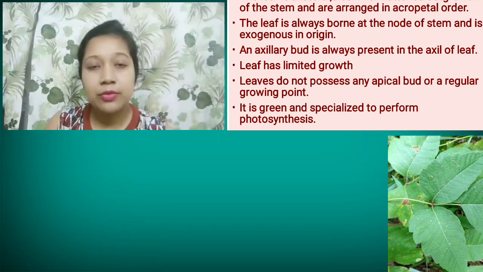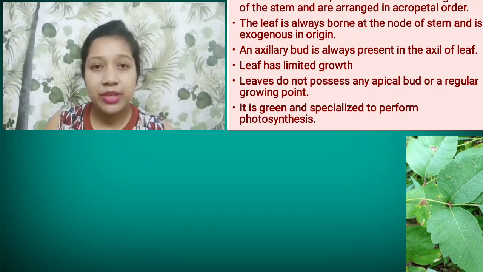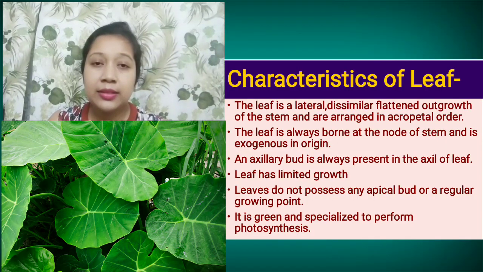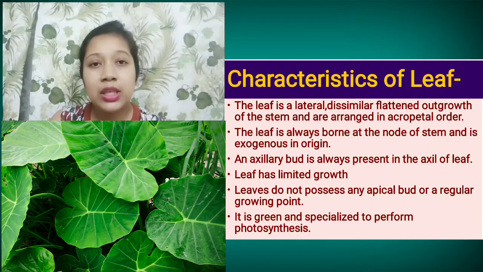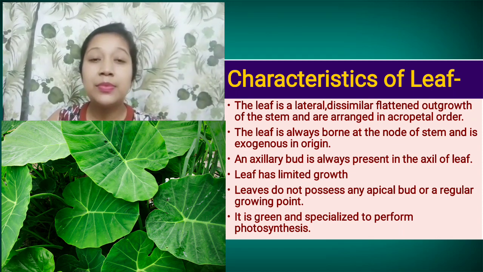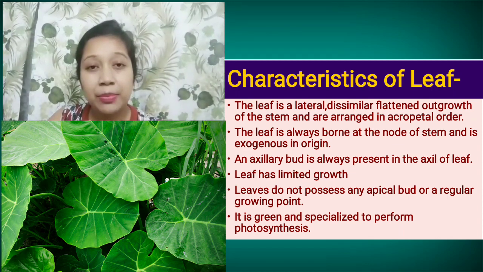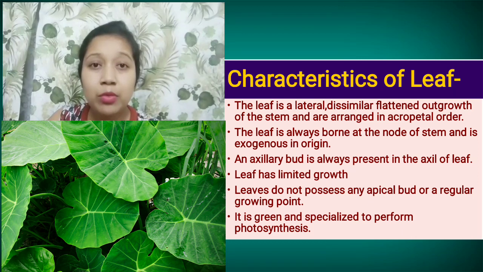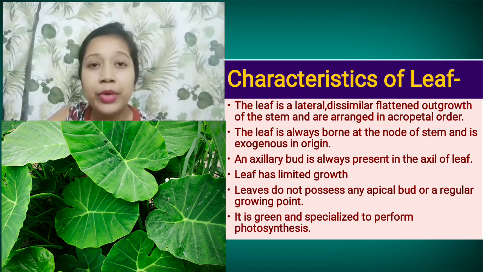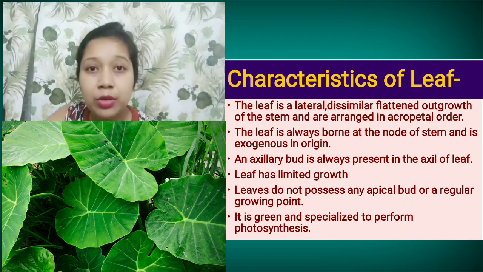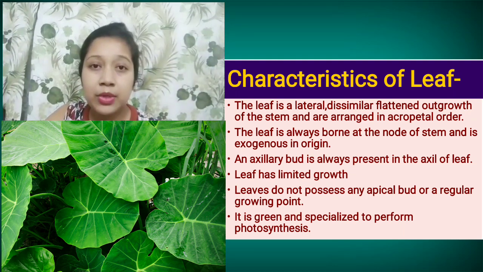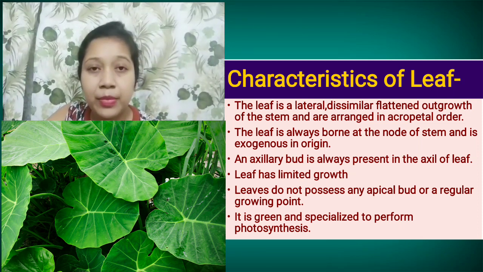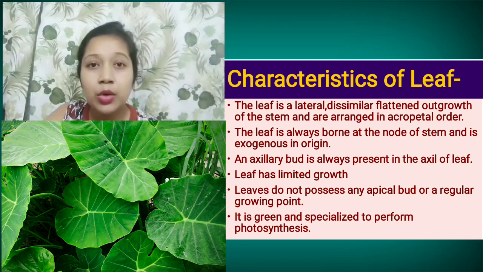Then comes the fifth point, that is, leaves do not have any apical bud. As I have discussed earlier, they do not have any definite apical bud, and also they do not have any growing point, a regular growing point. That means the leaves will always be born from the nodes. Wherever the node is, the leaf will always be present there on the axil of the stem, from where the leaf will arise. So they do not have a growing point.